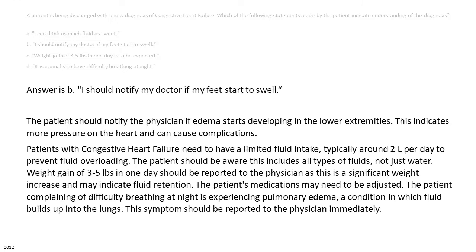Answer is B. I should notify my doctor if my feet start to swell. The patient should notify the physician if edema starts developing in the lower extremities. This indicates more pressure on the heart and can cause complications.